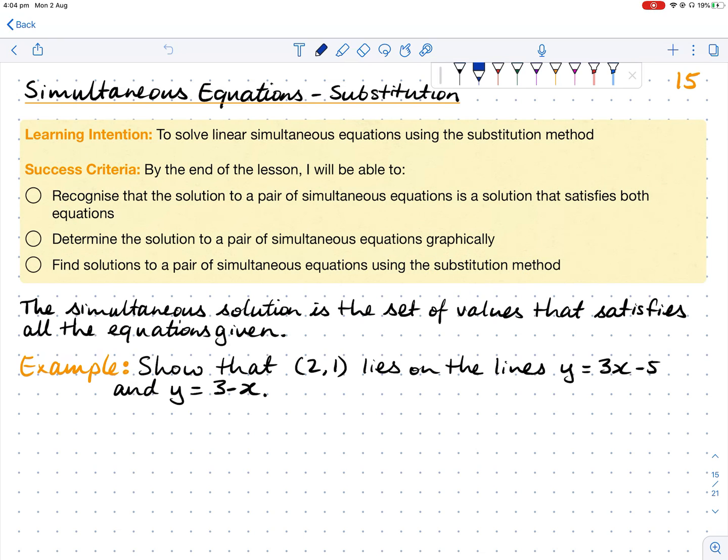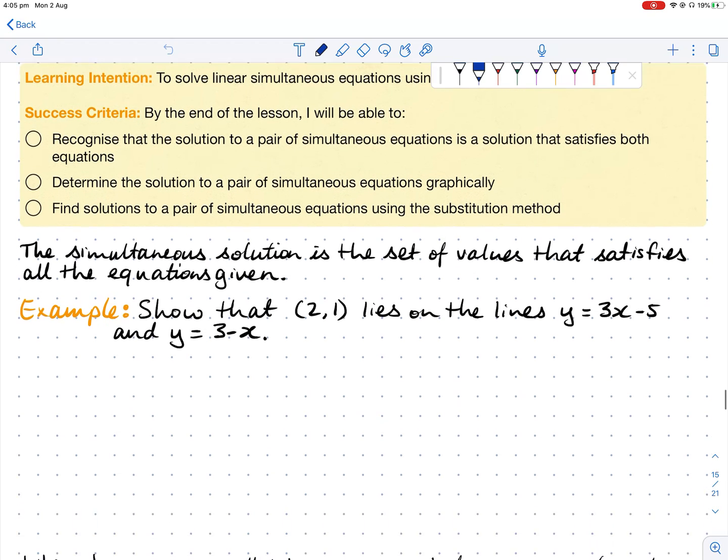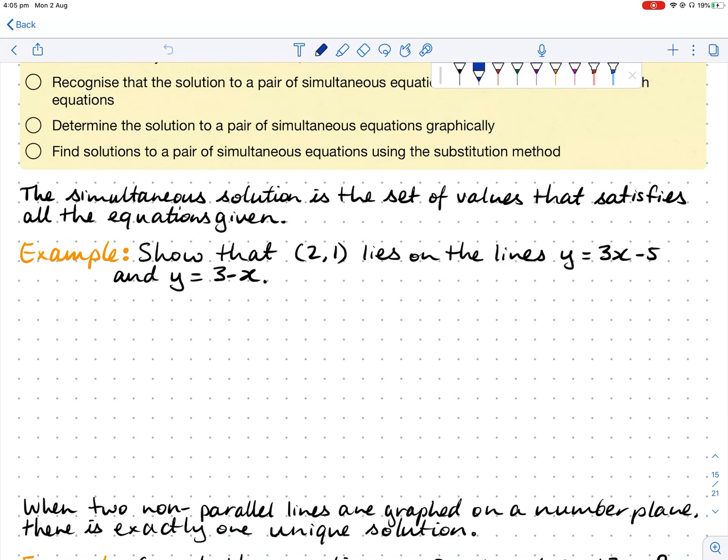method. So when we're looking for a solution to simultaneous equations, what you'll usually get is two equations that have two unknowns in them. So what we want to do is find two values that we can substitute in so that both of those equations produce a correct equation. So the first part is we're just going to look at what it means to have a simultaneous solution.